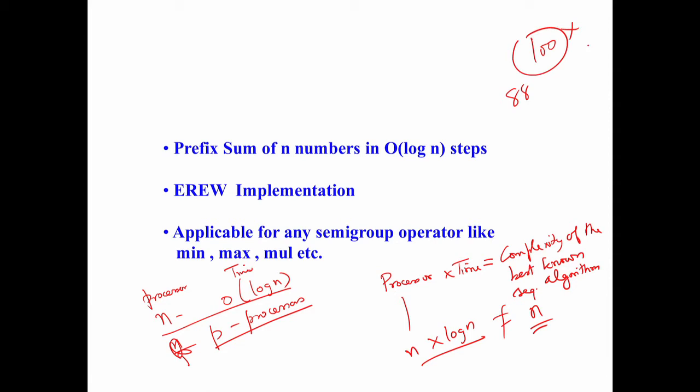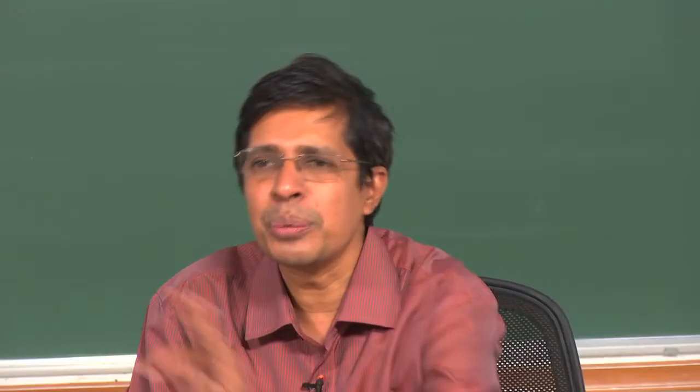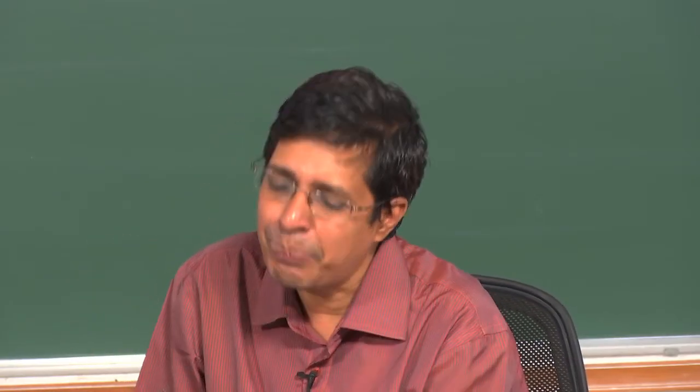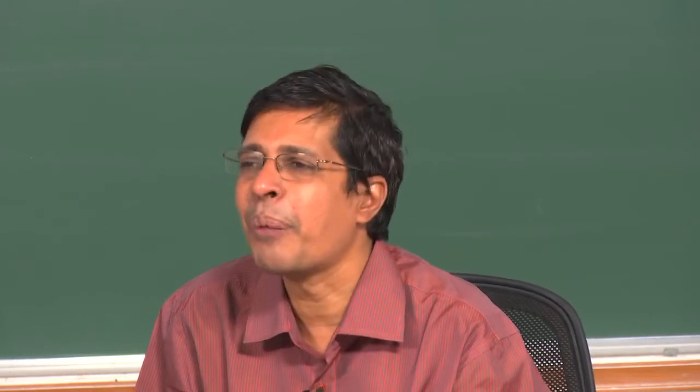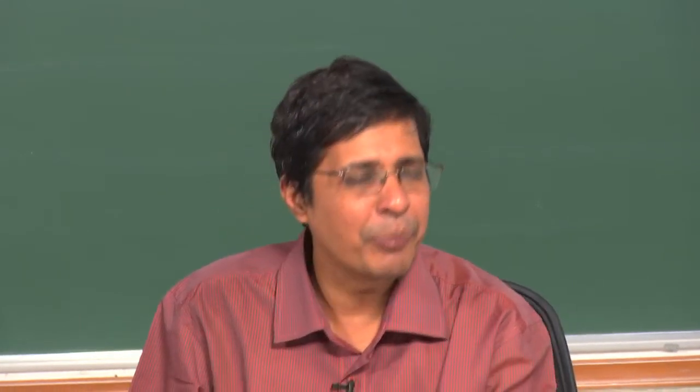So if I have the best known sequential algorithm, then the processor into time product can at best be equal to the complexity of the best known sequential algorithm, correct? That's the funda. Now if it is not, then it becomes a suboptimal algorithm. This is a suboptimal one, whatever you have seen. So how to make it optimal?